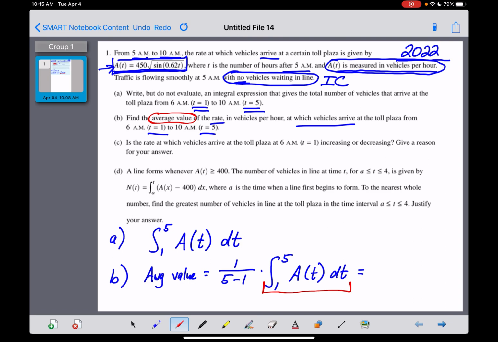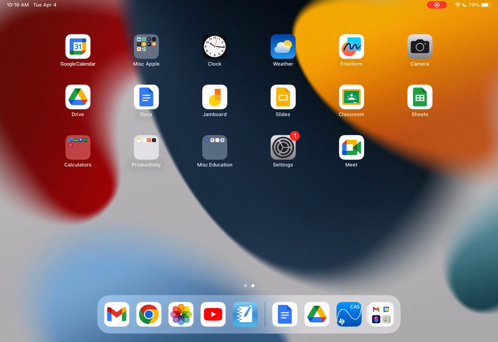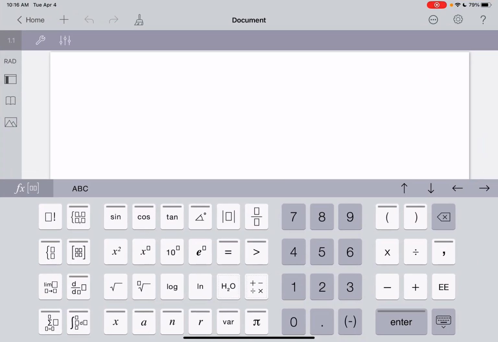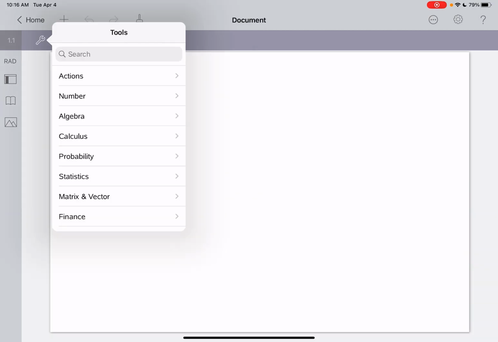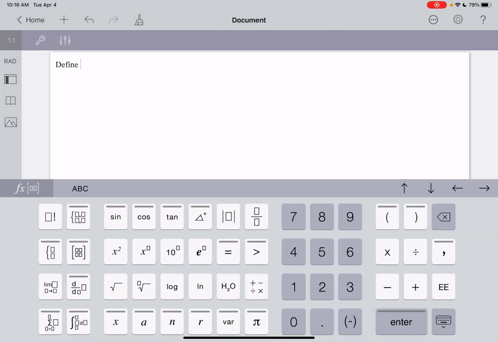That'll give you the total number of vehicles that arrive from 1 hour to 5 hours, but then we divide that by 5 minus 1, which is in hours, and that gets you back to vehicles per hour, which is what they're asking for here. So we need to go to our calculator here, and anytime you're doing a problem like this, guys, on the calculator portion of free response, if they give you a function, it is almost always to your benefit to define that function. So let me go to Tools and Actions and Define here.